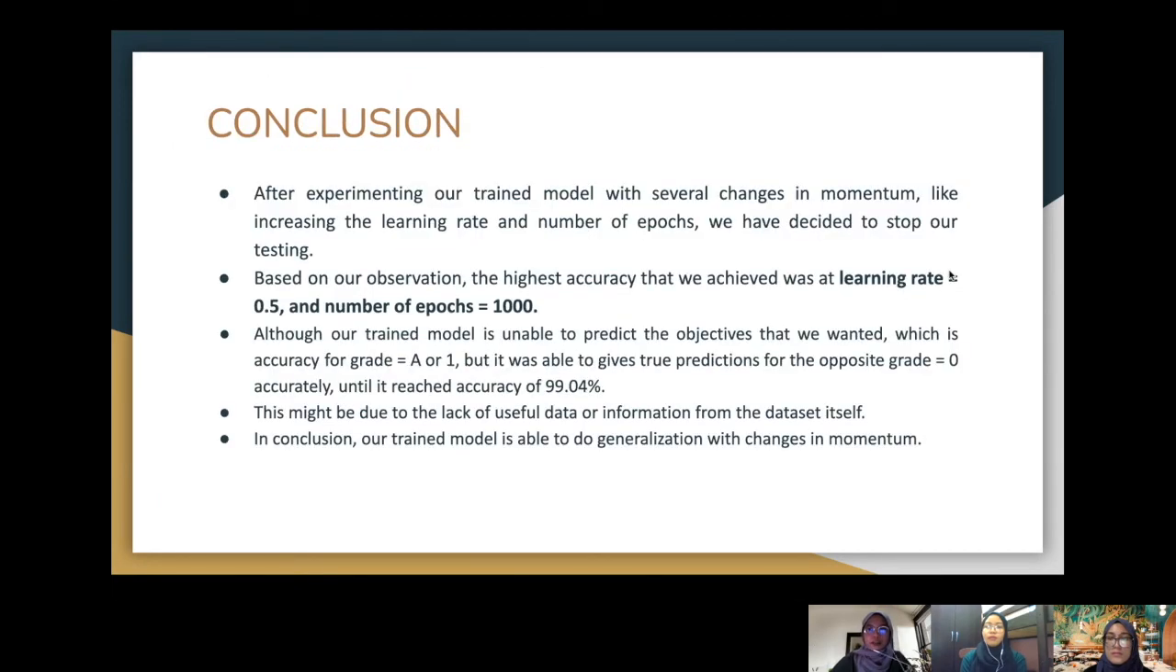For conclusion, after experimenting with our train model with several changes in momentum, like increasing the learning rate and number of epochs, we have decided to stop our testing. Based on our observation, the highest accuracy that we achieved was at learning rate 0.5 and number of epochs of 1000. Although our train model is unable to predict the objective that we wanted, which is accuracy for grade A or 1, it was able to give true prediction for the opposite grade, which is 0, accurately, until it reached an accuracy of 99.04%. This might be due to the lack of useful data or information from the dataset itself.